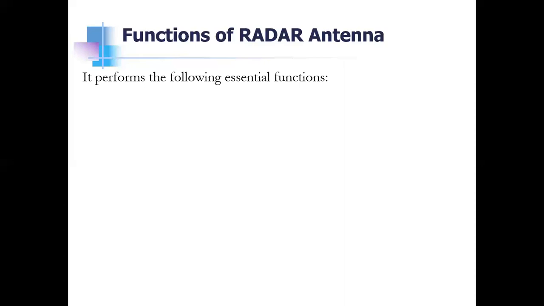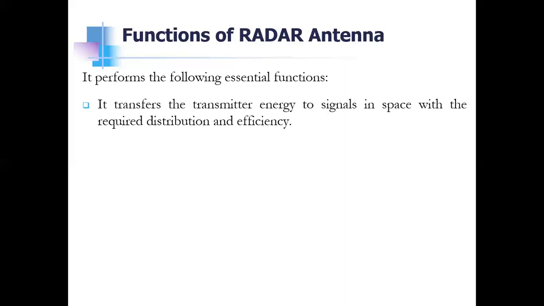Now, what are the other essential functions? It has to transfer the transmitter energy into the signals in space, and it should also have the required efficiency and the distribution, in the sense there is a required radiation pattern that has to be provided by the antenna, right? That means what should be the beam width, what should be the directivity, and so on. That all should be satisfied with the proper required efficiency, which is to be supplied by the radar antenna.